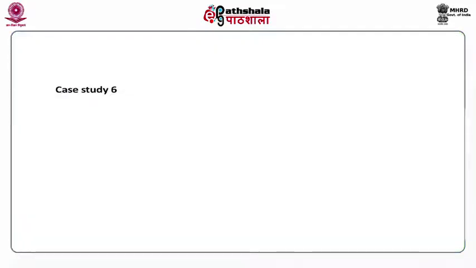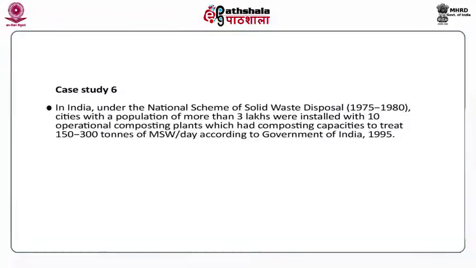Now, case study number 6. In India, under the National Scheme of Solid Waste Disposal 1975 to 1980, cities with population of more than 3 lakhs were installed with 10 operational composting plants which had composting capacity to treat 150 to 300 tons of municipal solid waste per day according to Government of India 1995.